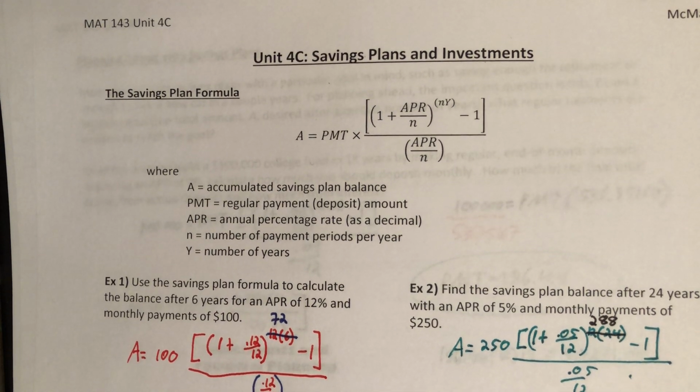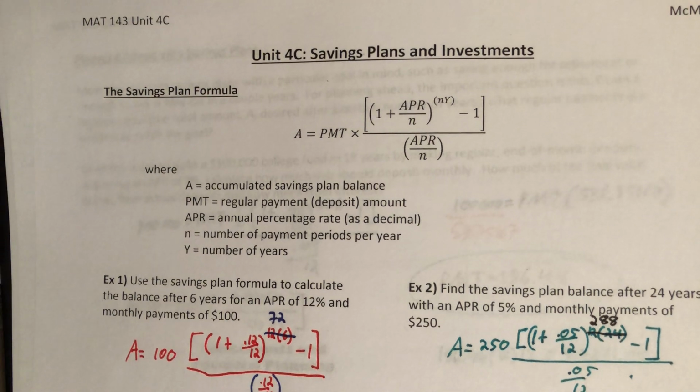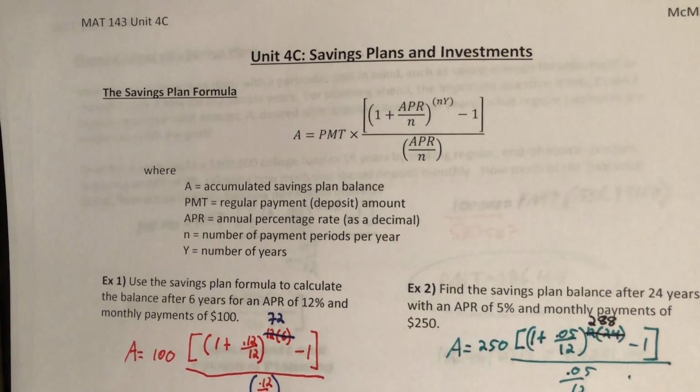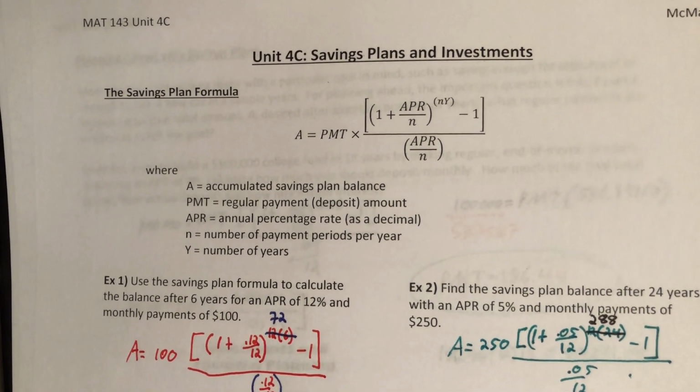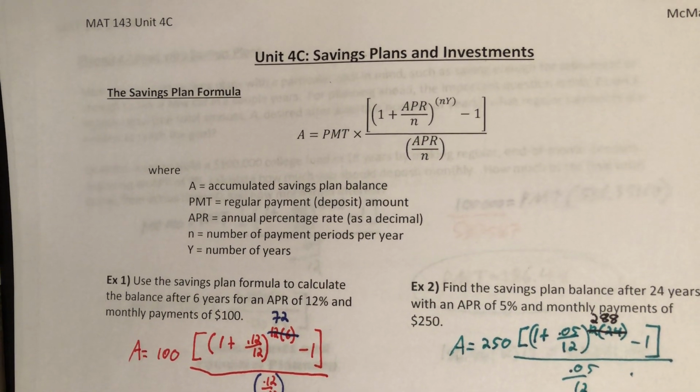APR is your interest rate again, and n is the number of payments, usually 12 for these because we're doing monthly, and Y would be the number of years. The only new thing is the PMT, that is your monthly payment.